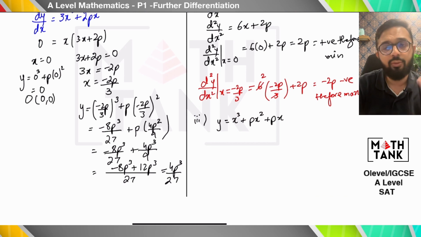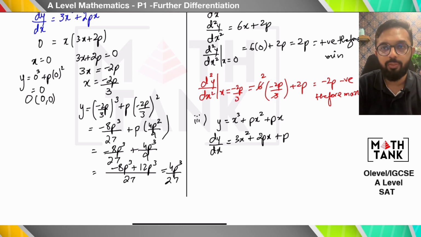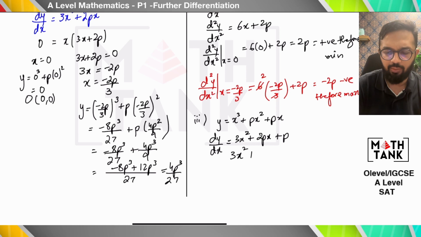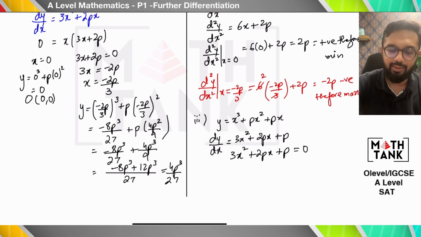Now, when it says it has no stationary points, the first thing I should do is differentiate this: 3x squared plus 2px plus p. Now, if this equation is not supposed to have any roots of x, when I equate this to 0, what I can say is that this is a quadratic with no real roots. When it has no real roots, I can say that b squared minus 4ac should be less than 0.